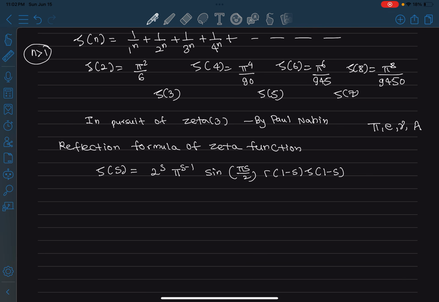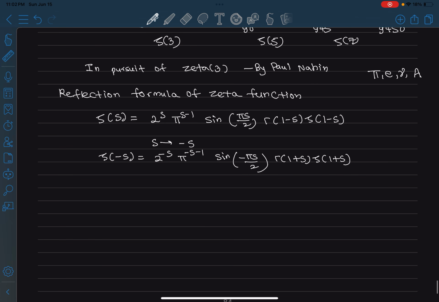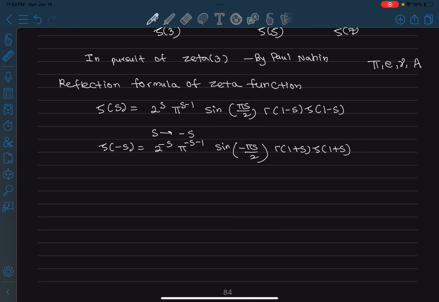Now, this is mainly used to find zeta of negative values based on the zeta of positive values, right? We use it for that purpose, but it can be used for more than that. Let me just substitute s as negative s, and then zeta of negative s will be equal to 2 to the power minus s, pi to the power minus s minus 1, sine of negative pi s by 2, and then gamma of 1 plus s, zeta of 1 plus s, right? Now we know that sine is an odd function, so we can take that negative sign outside.